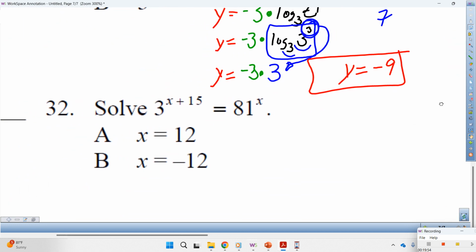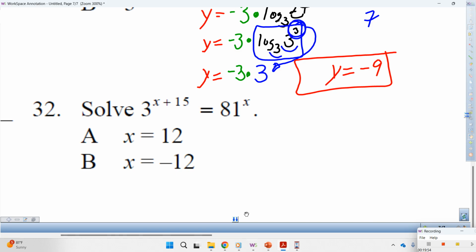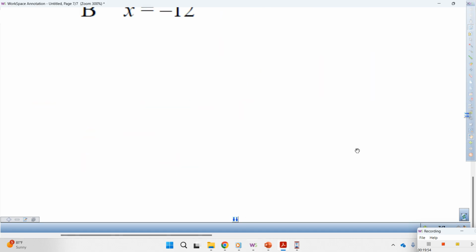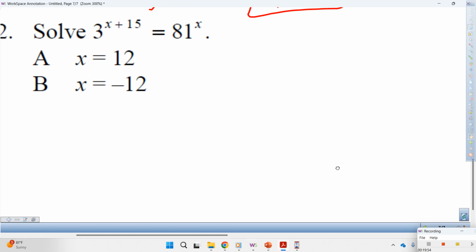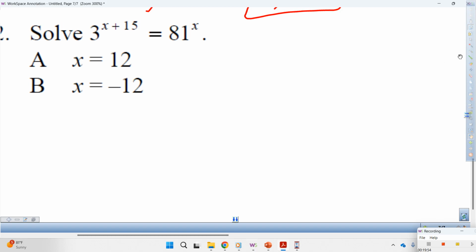All right, and I think this is the last one on the logs. Here we go. It says solve 3 to the x plus 15 equals 81. So to get started, guys, let's make this one the same base as that one. So we have 3 to the exponent of x plus 15 equals 3 to the what gives me 81. How many times do we multiply the 3 times itself to give us 81? Tell your neighbor.